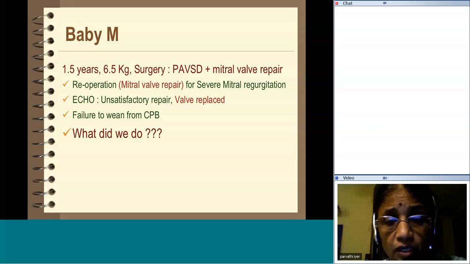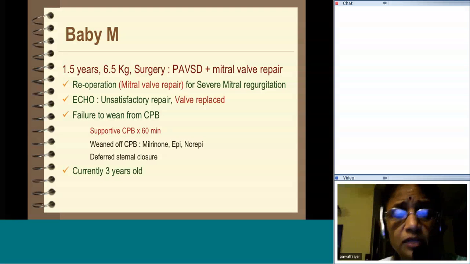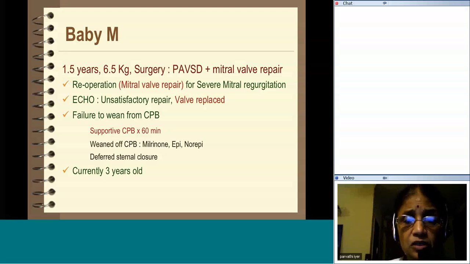Now, what do you think we did? Can anybody answer that? What we did was we supported the child for 60 minutes on CPB and then successfully weaned off CPB by using milrinone, a low-dose epinephrine for systolic dysfunction, and noradrenaline to sustain the blood pressure. The sternal closure was deferred. She was successfully discharged, and she's currently 3 years of age.